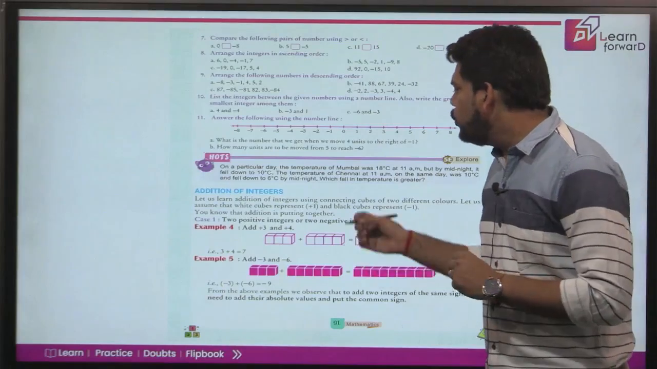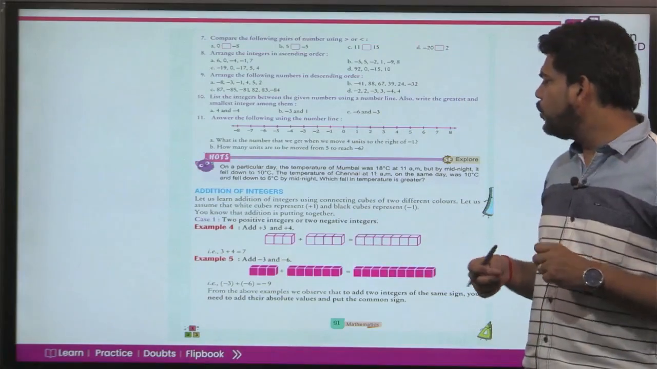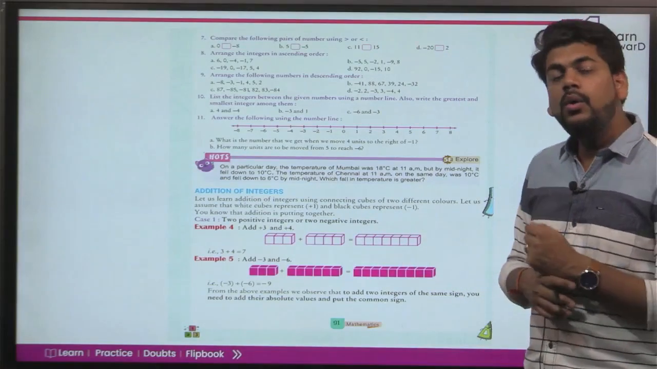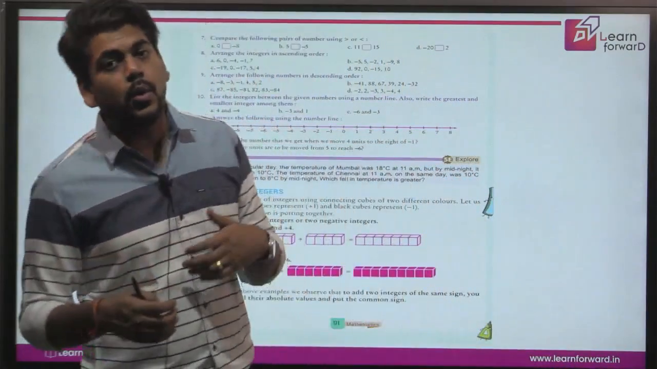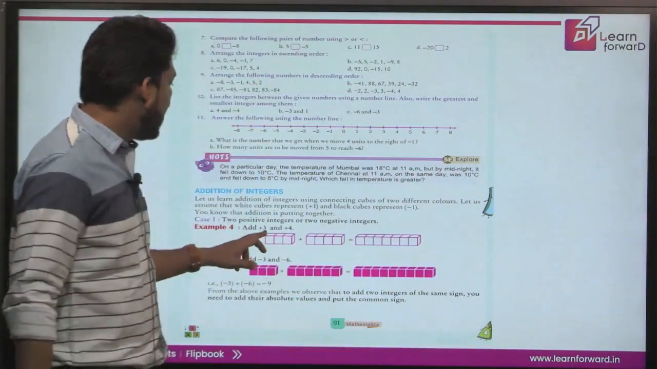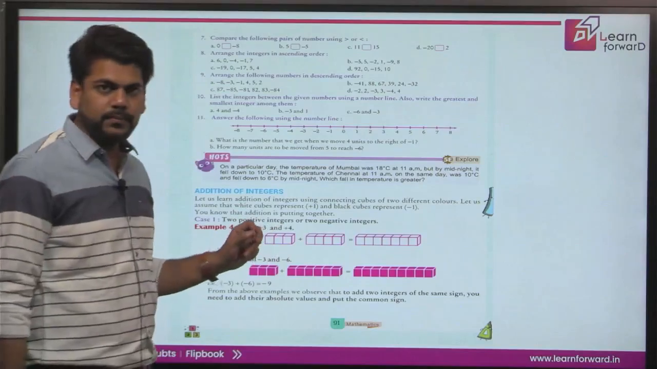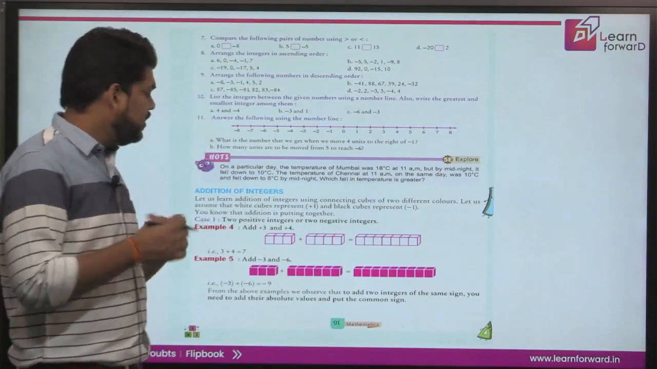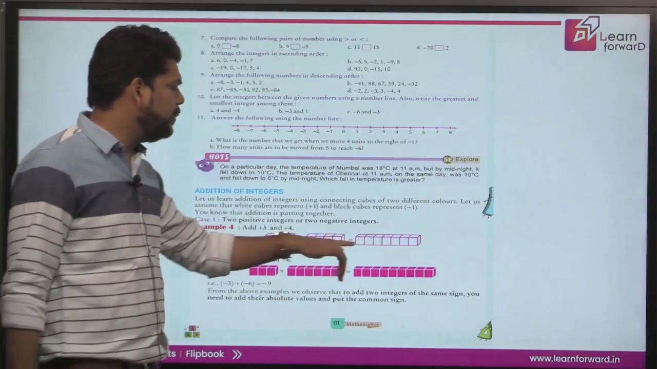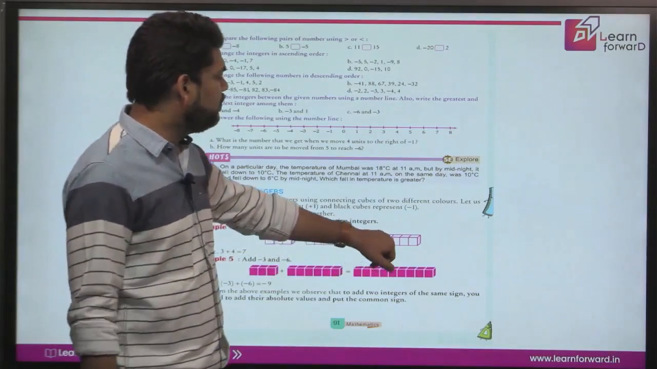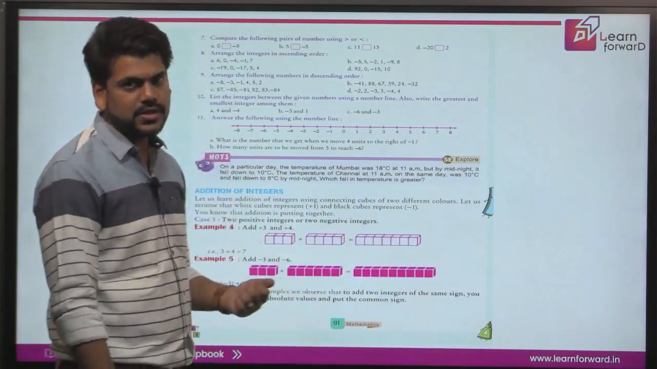Case 1, 2 positive integers or 2 negative integers. Now we'll see whenever we add 2 positive or 2 negative integers, what is our result? Add plus 3 and plus 4. That means you have 3 blocks and 4 blocks. And if you join them, how many blocks do you have? 1, 2, 3, 4, 5, 6, 7 blocks. Right?